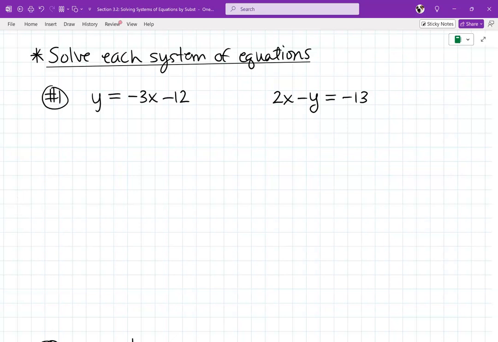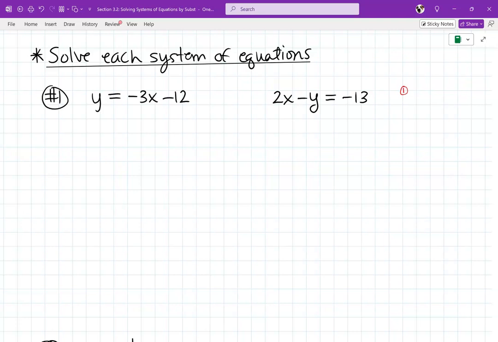I'll put a 1 right here in a little circle. It's done. Step 2, you're going to choose an equation to solve for, x or y. You get to choose which one you want.